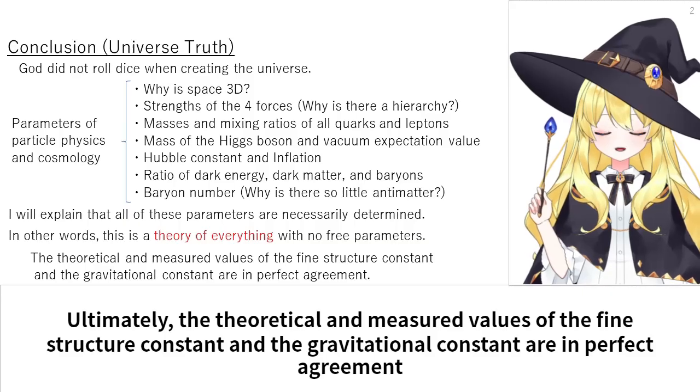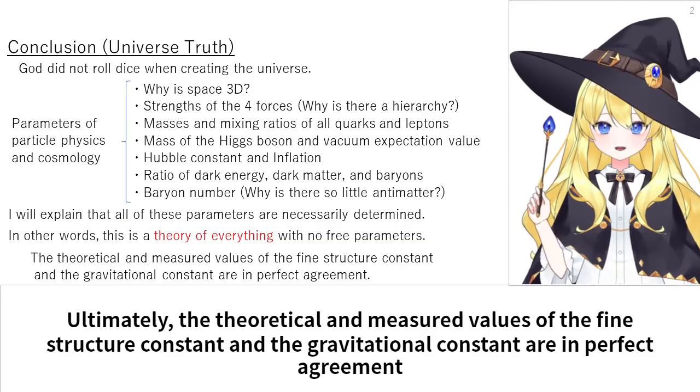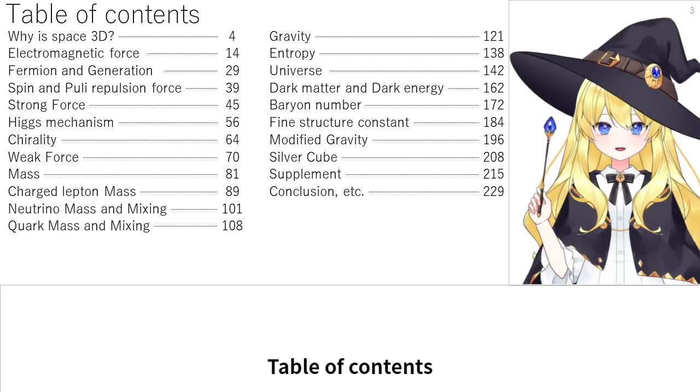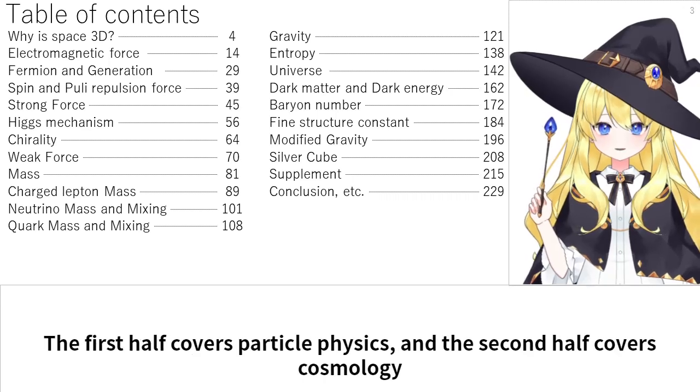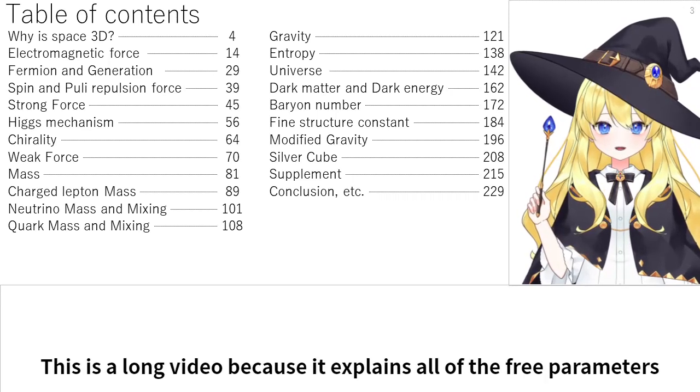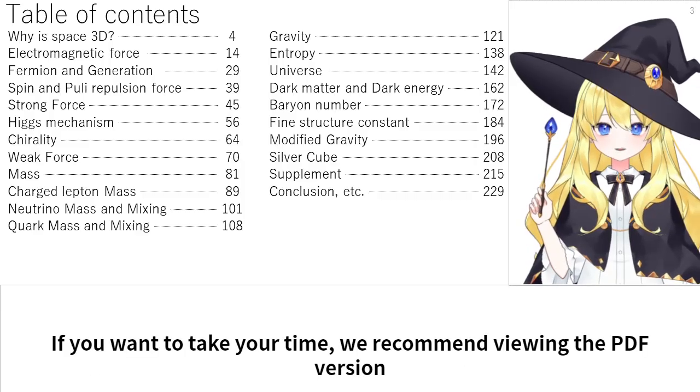Ultimately, the theoretical and measured values of the fine structure constant and the gravitational constant are in perfect agreement. Table of contents. We'll start by considering the basics of why space is three-dimensional. The first half covers particle physics, and the second half covers cosmology. This is a long video because it explains all of the free parameters. If you want to take your time, we recommend viewing the PDF version.